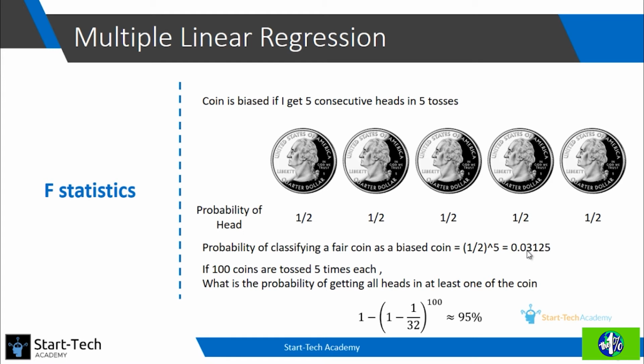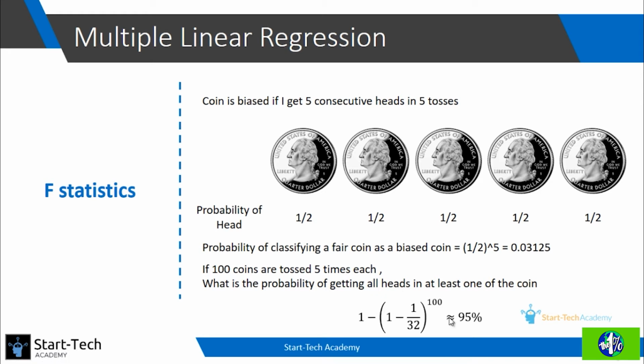Now, if I toss 100 fair coins 5 times, what is the probability of at least one of them getting all 5 heads? These are 100 fair coins. The probability of getting a head is 0.5 again. What is the probability that at least one of them is wrongly classified as a biased coin? We can calculate this using the formula I've shown here. It first finds the probability of getting all heads in none of the cases, and we take 1 minus that probability, which comes out to be 95%.